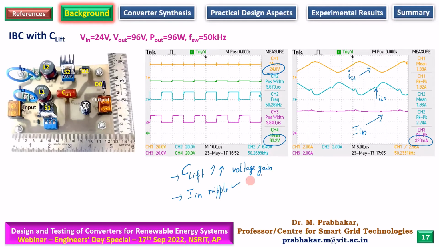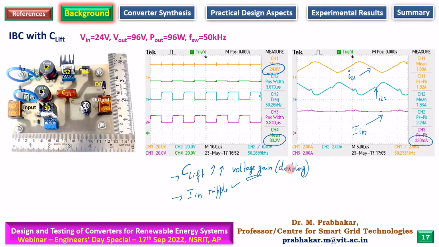Voltage gain, we are slowly increasing. We have now doubled the voltage gain, right? This is one method. Use interleaving to eliminate the ripple. Use lift technique to double the voltage gain.